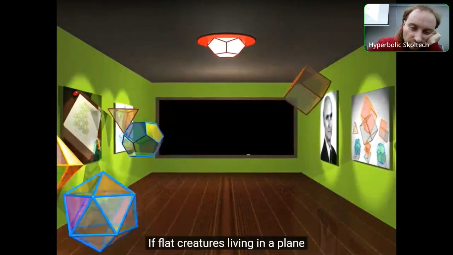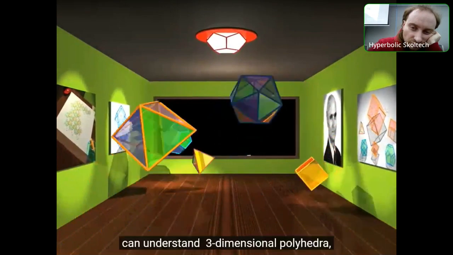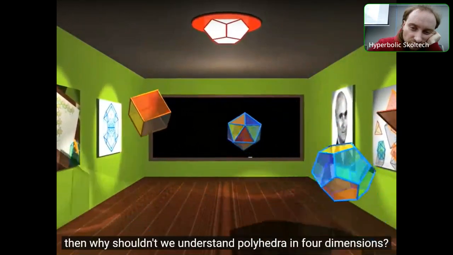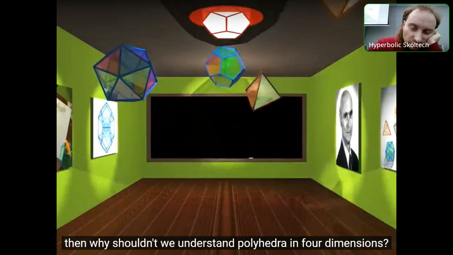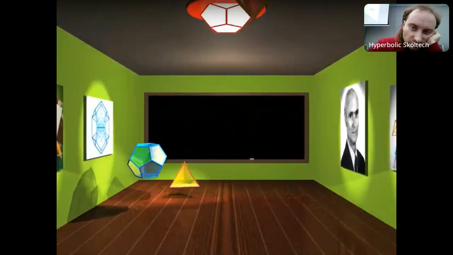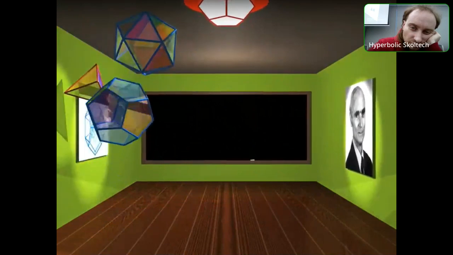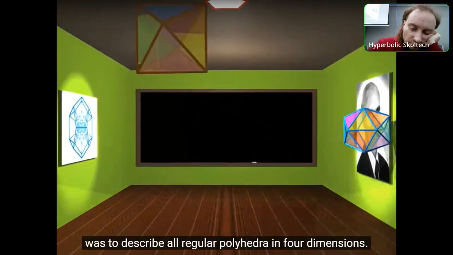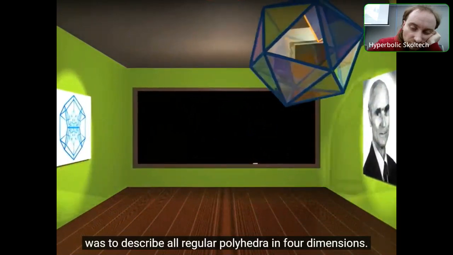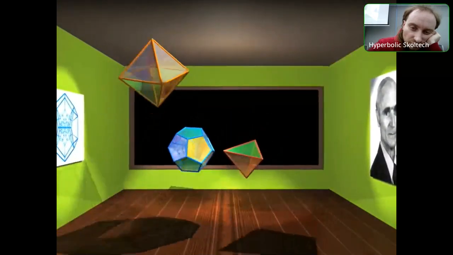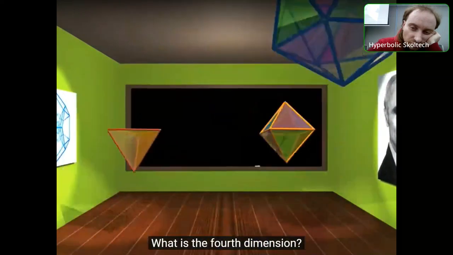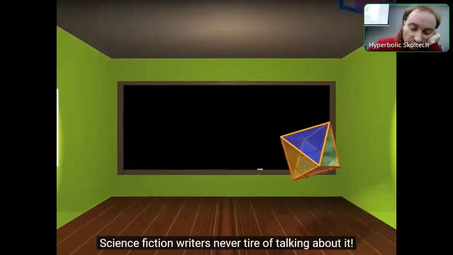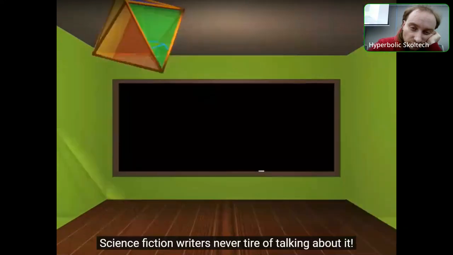If flat creatures living in the plane can understand 3-dimensional polyhedra, then why shouldn't we understand polyhedra in 4 dimensions? One of my main achievements was to describe all regular polyhedra in 4 dimensions. What is the 4th dimension? A lot has been written on this subject. Science fiction writers never tire of talking about it.